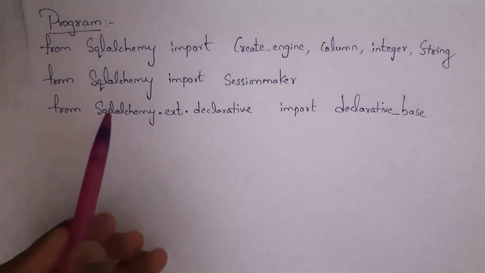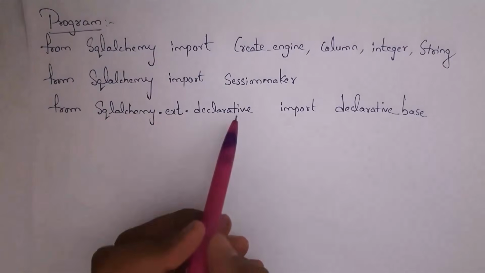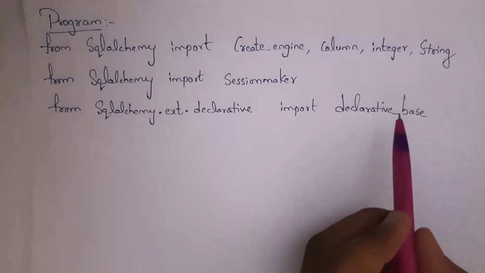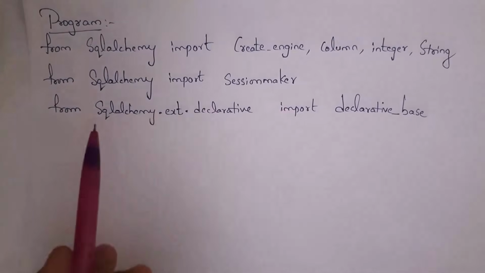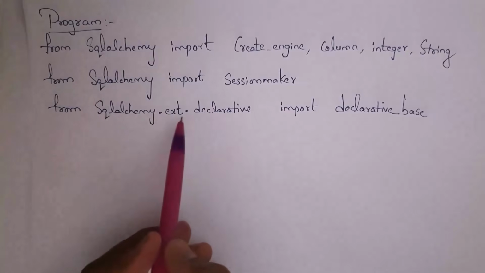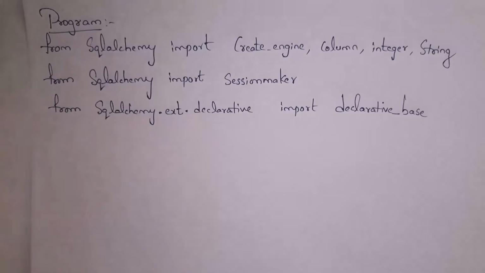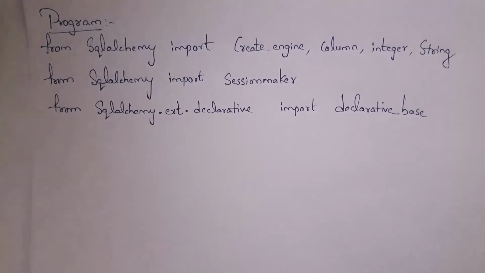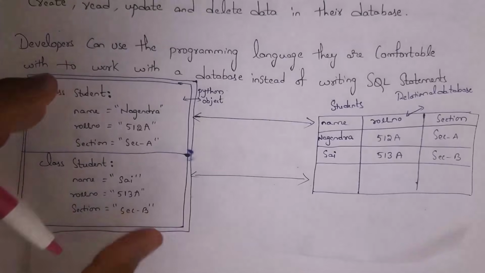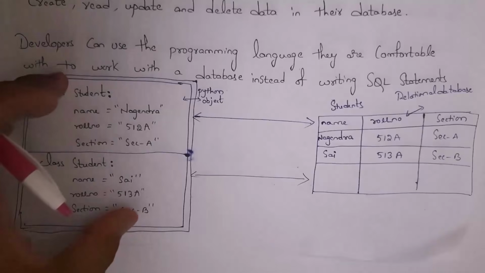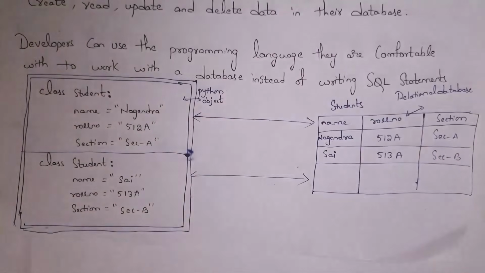Guys, sqlalchemy.ext.declarative is a submodule in the SQLAlchemy module. In order to use this declarative_base function, we need to import sqlalchemy.ext.declarative, where ext stands for extensible. But what is the use of this declarative_base function? In this example we wrote a Python class, and in order to convert this Python class into a database table, we need declarative_base.